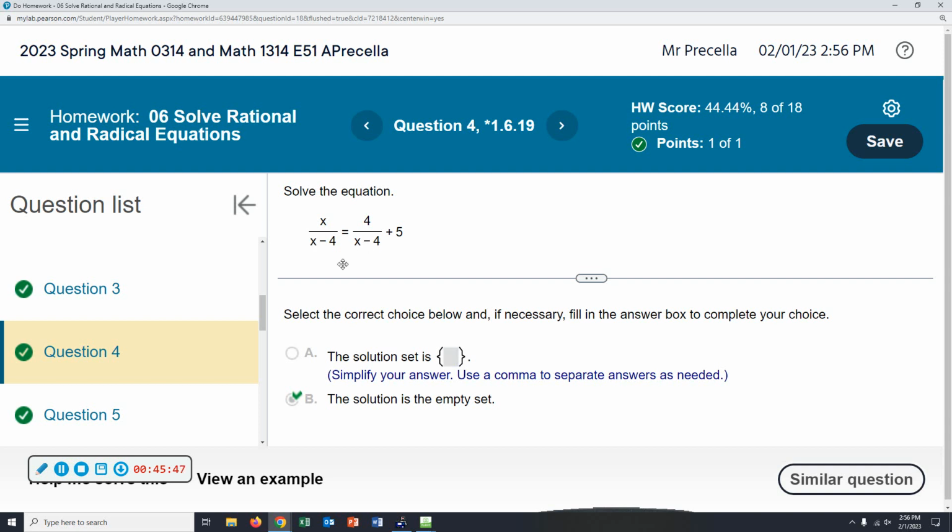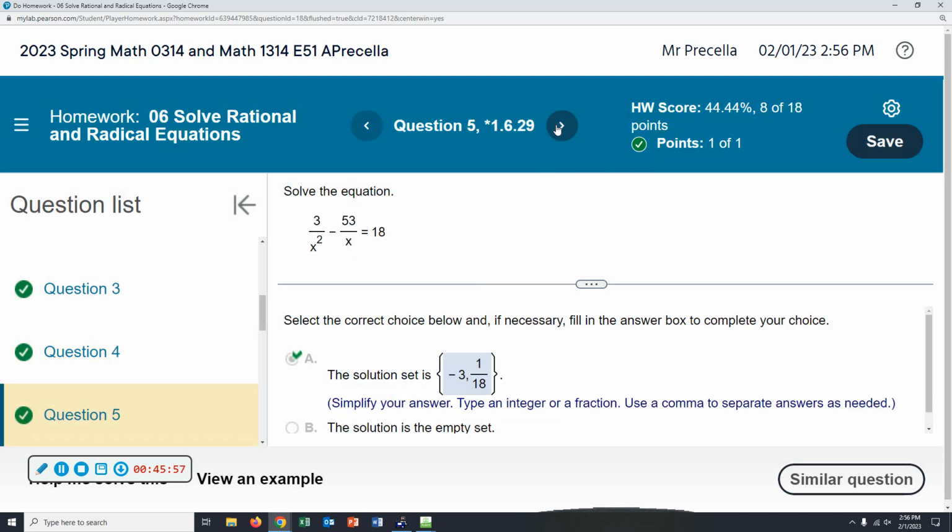A 4. If I could control the numbers, I wouldn't have had a 4 right here. There's too many 4s on problem 4. All right. Any questions there?